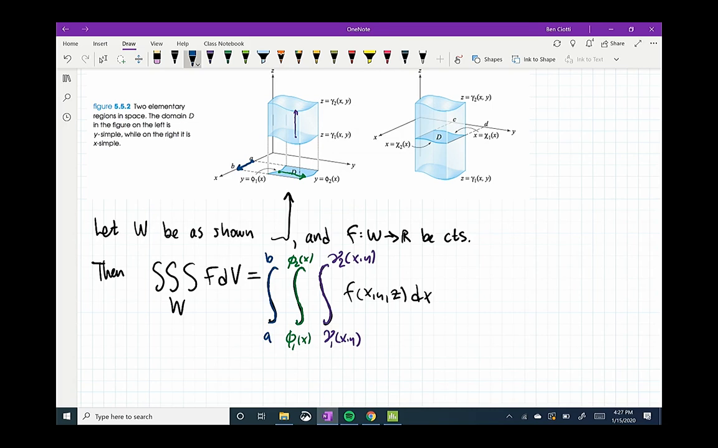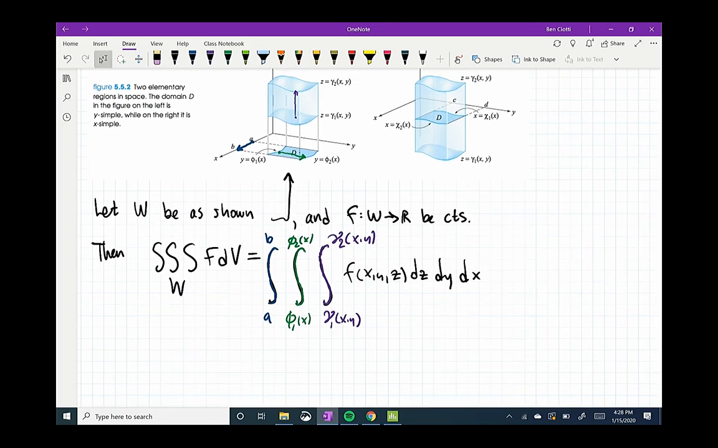Oh, I made a typo. Oops, sorry. I didn't fill in my differentials on the right first. The first one we did was dz. The next direction we did was dy. The third direction we did was dx. Any questions on that one? Yes?